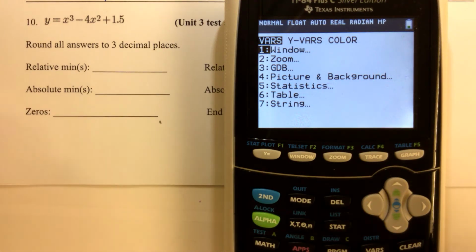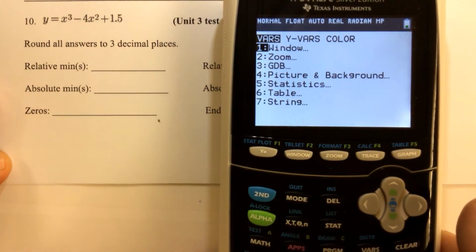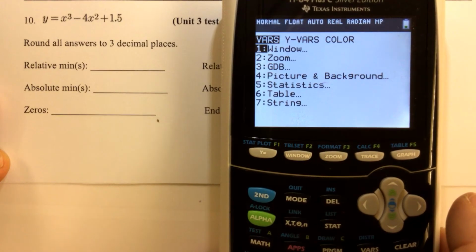For problem number 10, just a way for you to add some points back to your Unit 3 test. No, Unit 2 test. It's actually a Unit 2 test add-on.